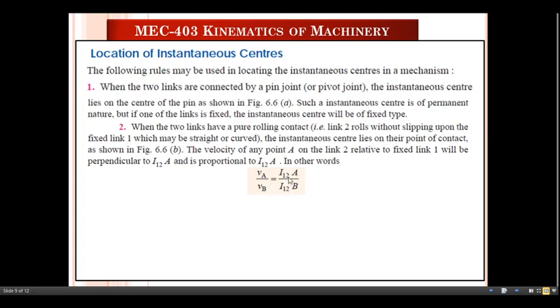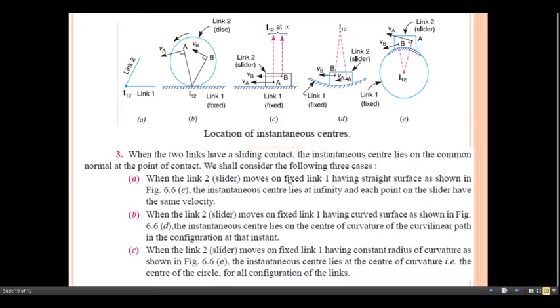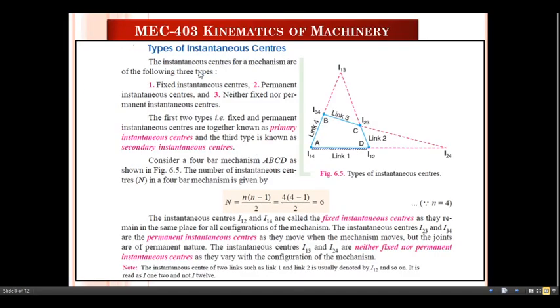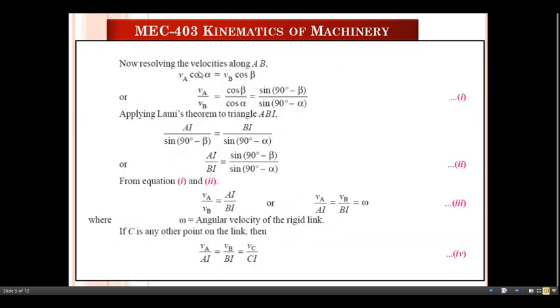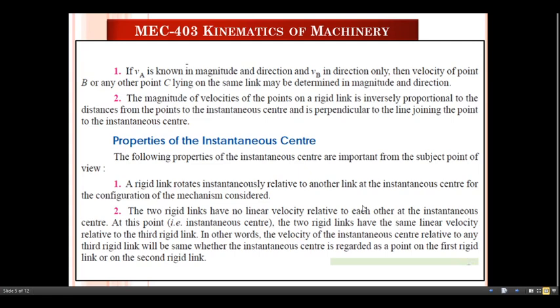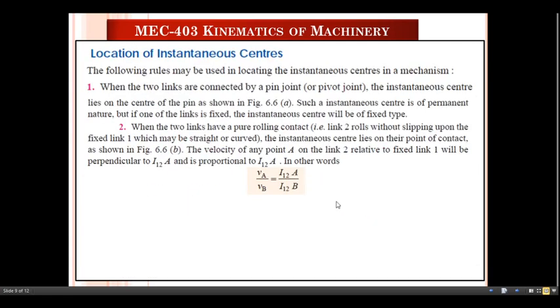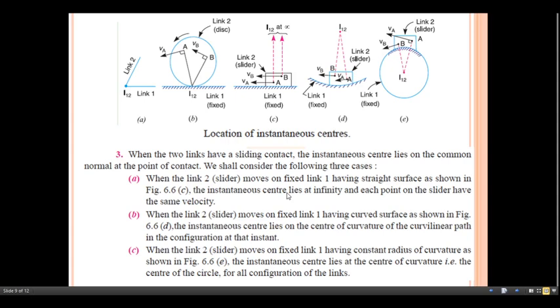So what about this I12A and I12B? I12A is here, and this is nothing but a distance. And this is also a distance. As per our previous discussion, we have discussed that case. With the help of this formula, VA divided by AI equals VB divided by BI equals omega. Means we can get this relation in the same way: VA by VB equals I12A divided by I12B.